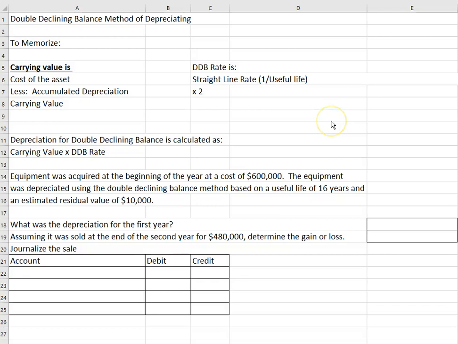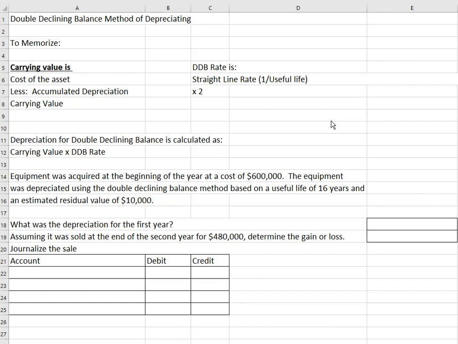Okay, so hi. We're going to talk about the double declining balance method of depreciating. There are just a few things to know about it that differ from the straight line method and from the units of production method that you may have learned about. In both of those two methods, you learn to take out residual value before depreciating. In the double declining method, it's different because we don't take out residual value.